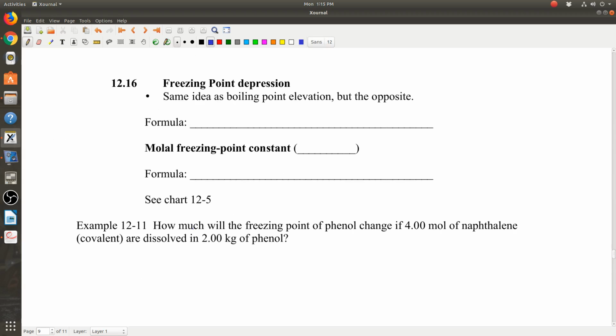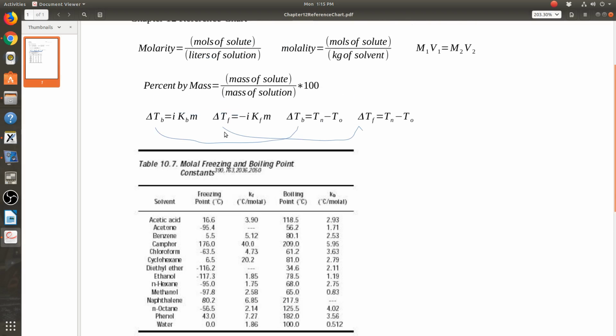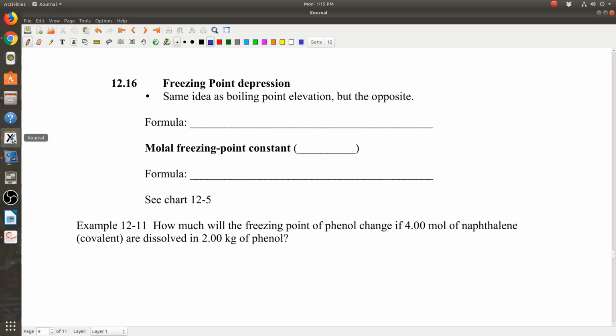All right, that brings us to the freezing point depression, and that's a very, very similar thing. I'm going to show you the formula on your reference sheet. There it is, negative i, K sub F. So the change in the freezing point is negative i, K sub F, little m for molality. It's almost identical to the boiling point. So write it up here: negative i K sub F m equals the change in the freezing point, the delta T sub F.